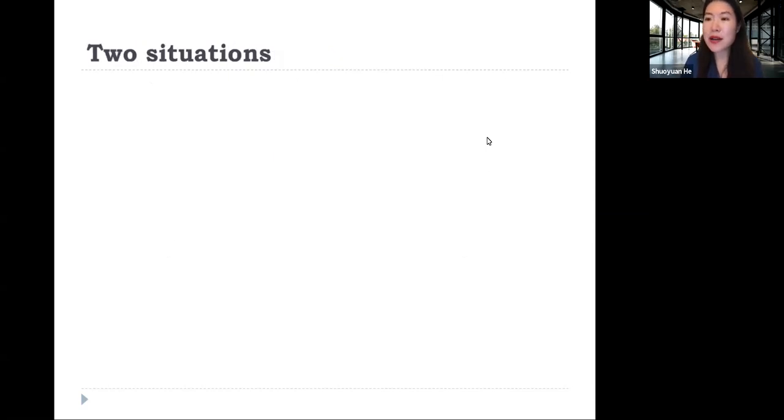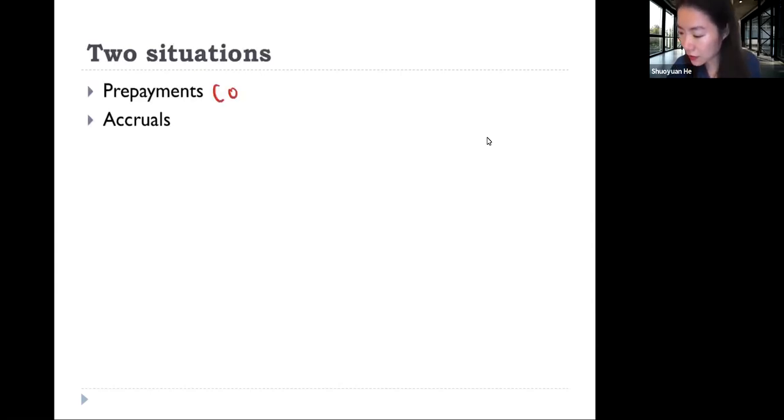And there are 2 kinds of adjusting entries. One is called prepayment. The other is called accruals. Prepayment is also called deferrals. And then what are the differences between these 2 kinds of adjusting entries? What are the differences between prepayment and accruals?